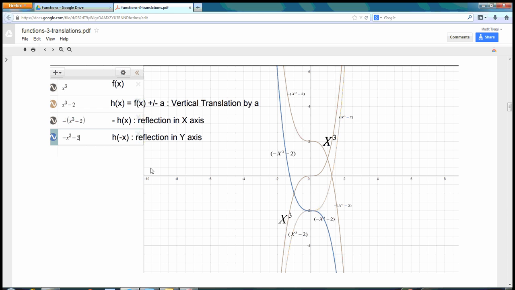These are important things to remember as you are working with graphing functions and studying the impact of modifying the function in various ways.